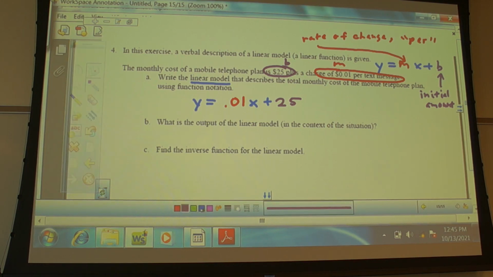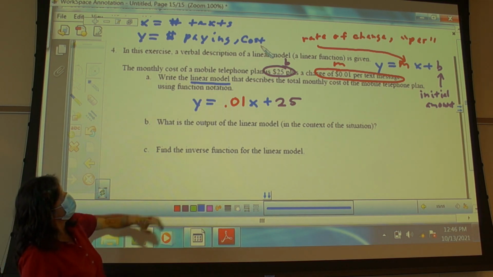So I would say that you might want to put down x equals number of text messages, number of texts. Y equals the amount, the dollars you're paying, or your cost. People usually call it cost, but you can call it the amount you're paying. I don't care. It's all good, as long as you get across the idea.